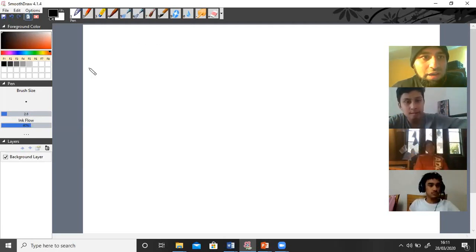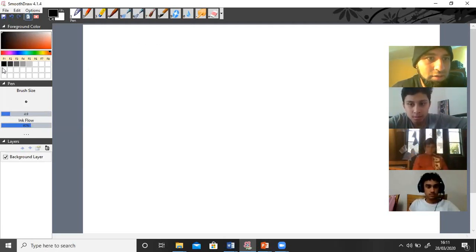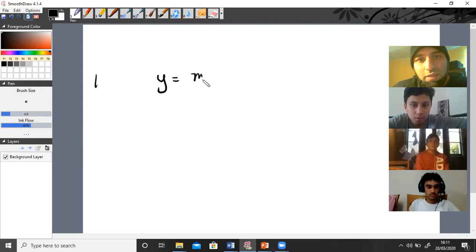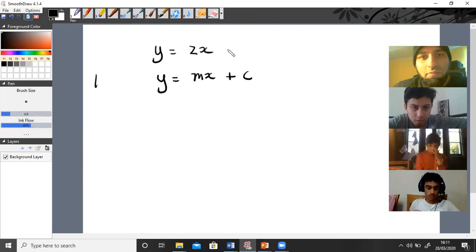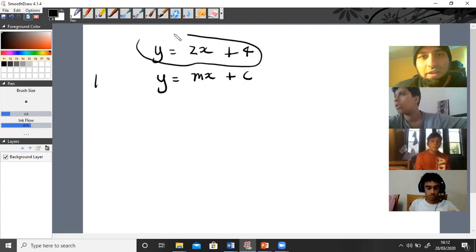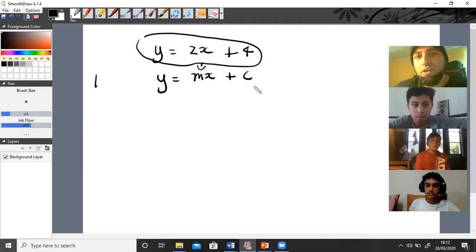So this equation that we're looking at is y equals something times x plus another number. It might be y equals 2x plus 4. Any equation, for example this one, that matches this format that you can see at the bottom, is an equation of a straight line. Do you guys remember that?